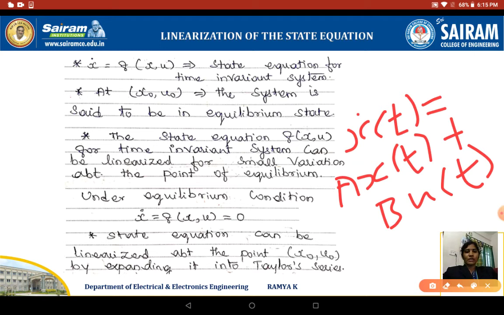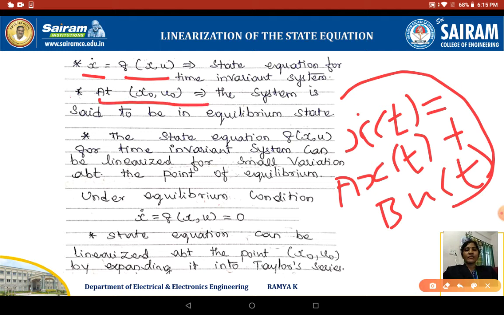So when you look at this particular equation, x dot of t is a function of x comma u. So it is nothing but your state equation for a time invariant system. And moreover, the system is said to be in equilibrium only after the initial state. Therefore, the initial state of the state variable and input variable are represented with x naught and u naught. So the system is said to be in equilibrium when x is equal to x naught and u is equal to u naught.